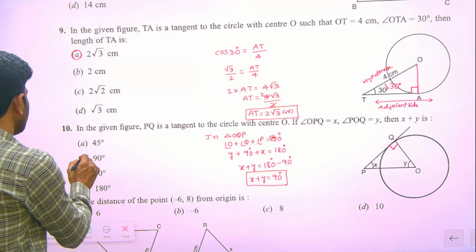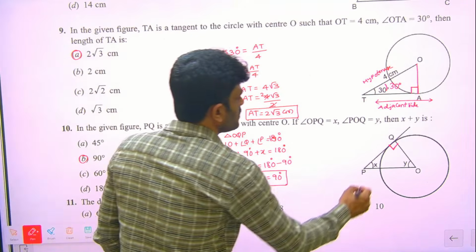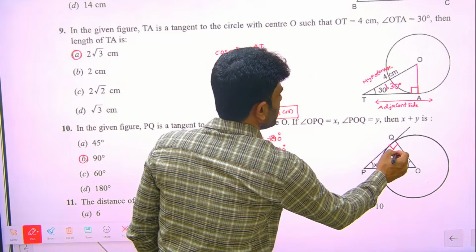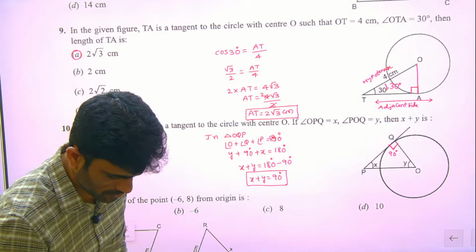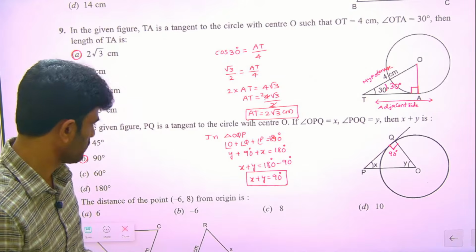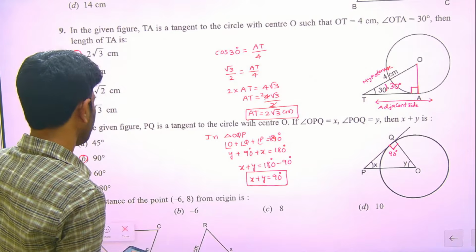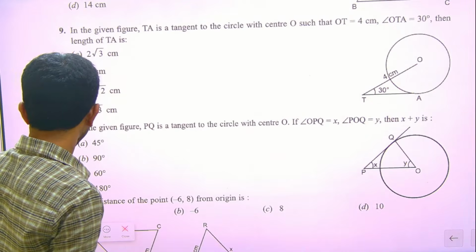Option, you already know this is 90 degrees. Then the sum of these two should be 90 degrees, so that the sum of the three will be 180 degrees. Option B. So let's see what is question number 11.